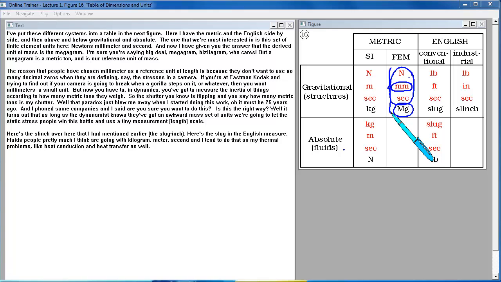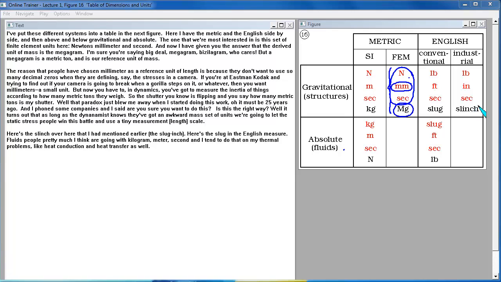It must be 25 years ago. And I phoned some companies and I said, are you sure you want to do this? Is this the right way? Well, it turns out that as long as the dynamicist knows they've got an awkward mass set of units, we're going to let the static stress people win this battle and use a tiny measurement scale.